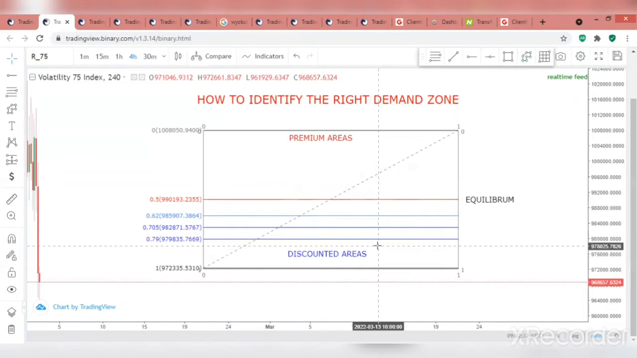And I'll be showing you a real life example on VIX 75. You all know I trade the volatility market a lot. I trade currency as well, but it is applicable to currency.